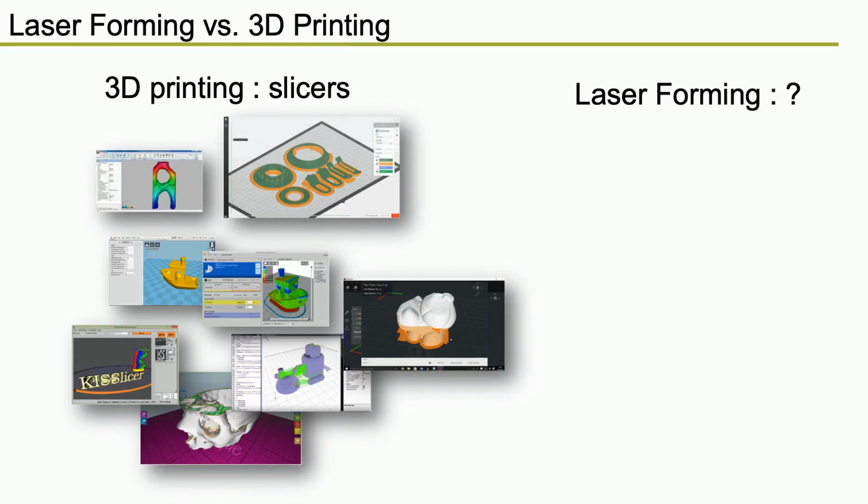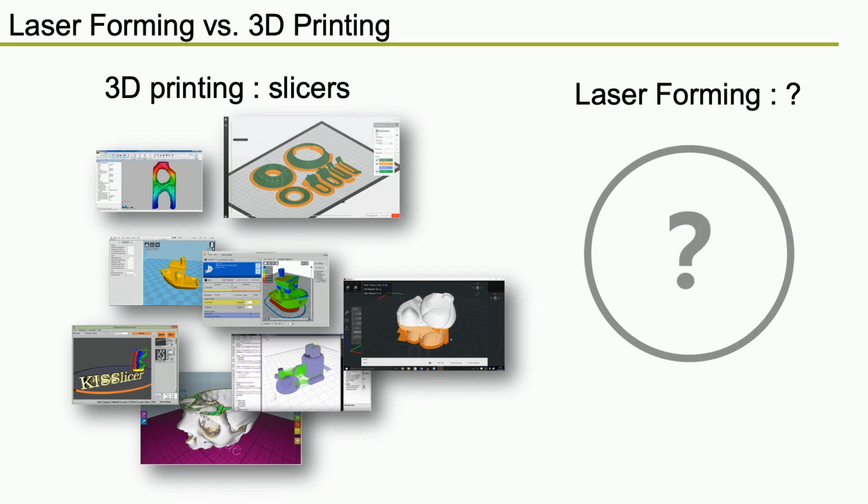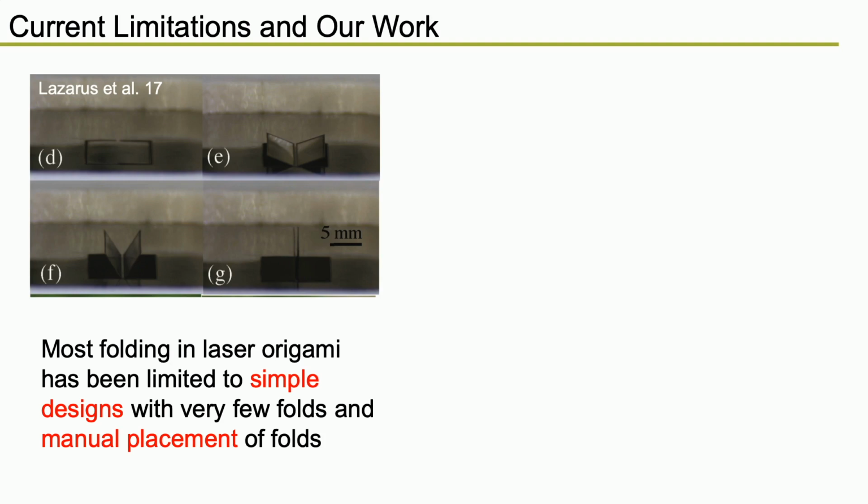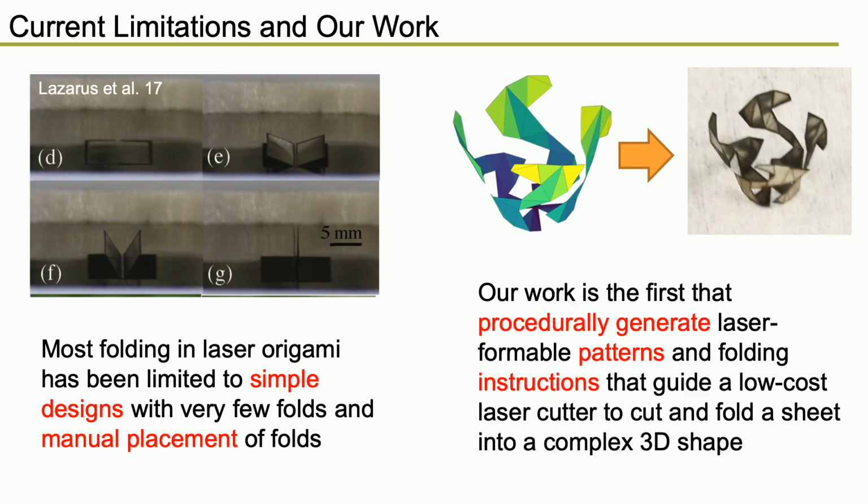So there are many slicers available for 3D printing. However, no such software has been researched or developed for laser forming. Our ultimate goal is to create computational tools for laser forming equivalent to slicers for 3D printing. In current practice, most folding in laser origami has been limited to simple designs with manual placement of folds. Our work is the first that procedurally generates laser formable patterns and folding instructions to guide a low-cost laser cutter to cut and fold a sheet into complex 3D shapes.